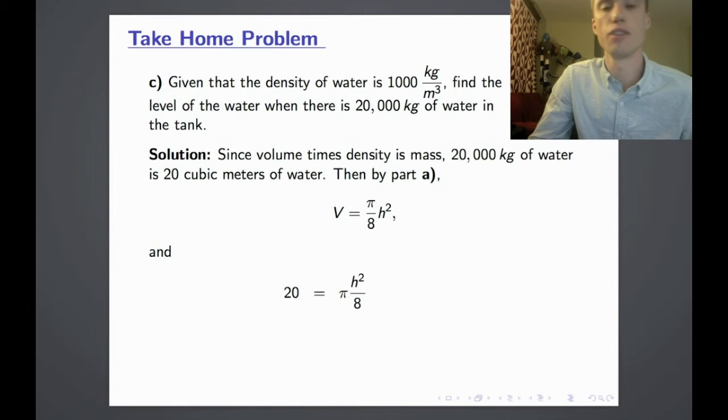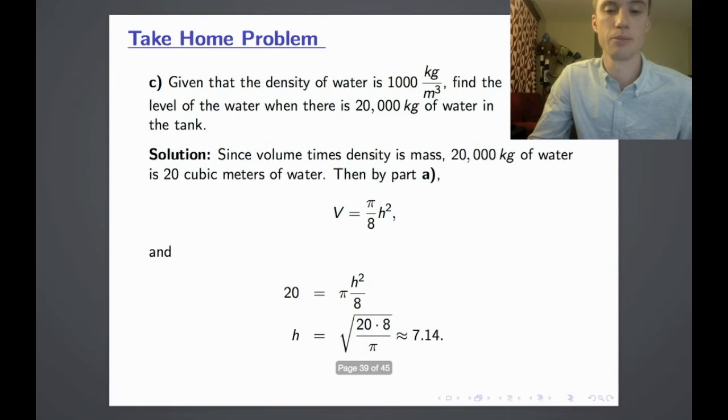So we just need to solve this equation for h after plugging in 20 cubic meters. You get the square root of 20 times 8 over pi, approximately 7.14.